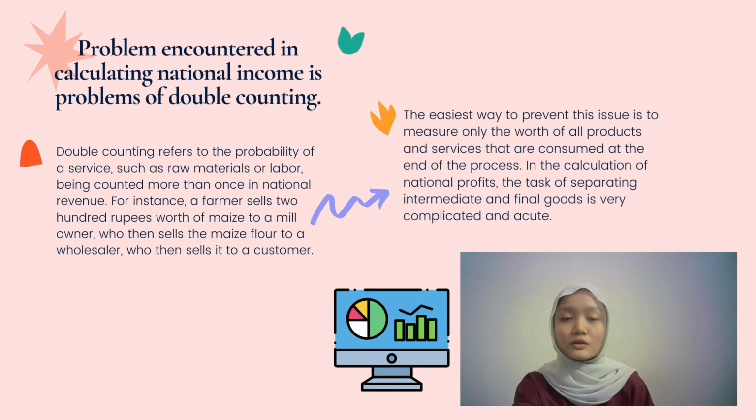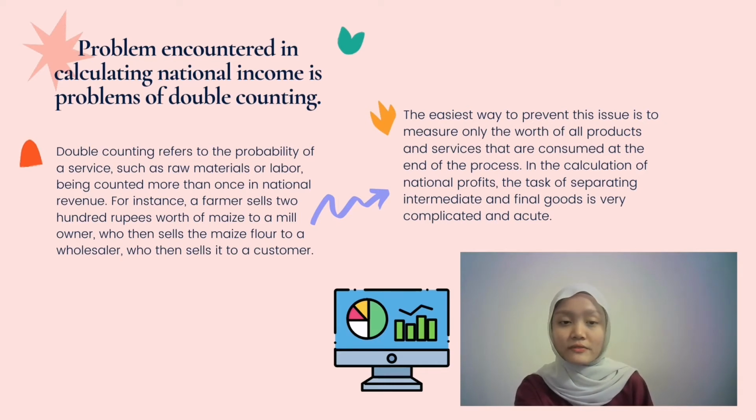Next, the problem encountered in calculating national income is the problem of double counting. Double counting refers to the probability of a service, such as raw materials or labor, being counted more than once in national revenue. For instance, a farmer sells 200 rupees worth of maize to a mill owner, who then sells the maize flour to a wholesaler, who then sells it to a customer.